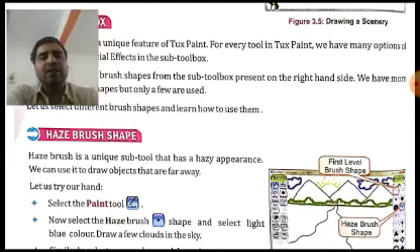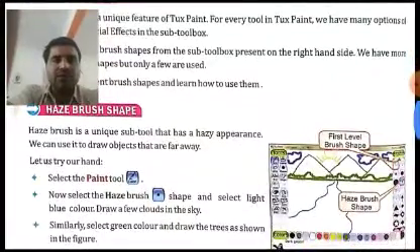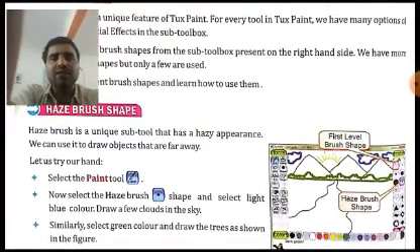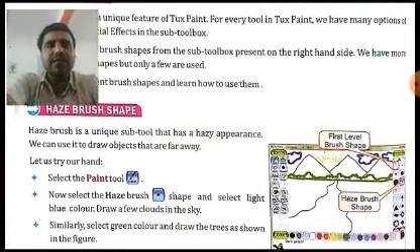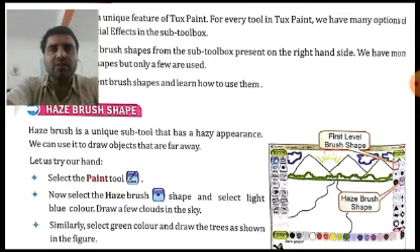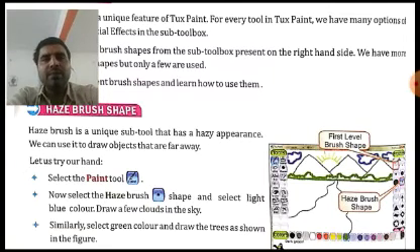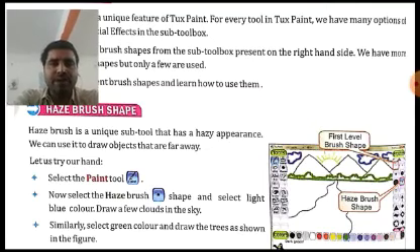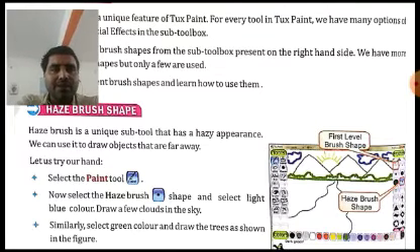Okay, now let us try how we can do this. First of all, we will select the paint tool. As soon as you select the paint tool, we will see that different types of brush shape options will be available in the sub toolbox. Now we can select the haze brush shape and select the light blue color. You have to select it from the bottom, from the color option.